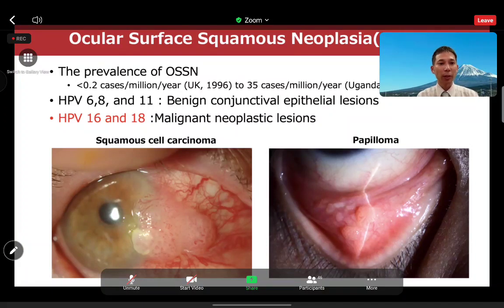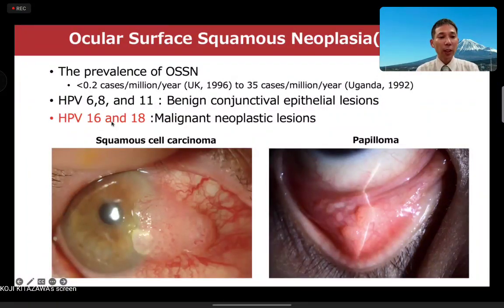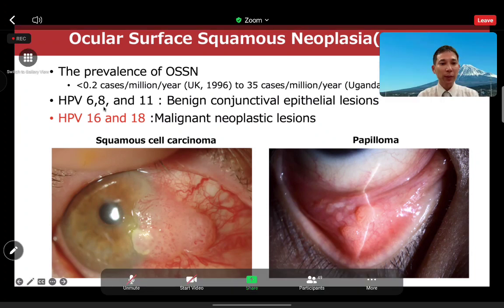It is reported that the prevalence of OSSN is estimated between 0.2 cases per million per year and 35 cases per million per year. It is also known that HPV infection is associated with ocular surface squamous neoplasia. HPV 16 and 18 are associated with the malignant neoplastic regions, while HPV 6, 8, and 11 are associated with the benign conjunctival epithelial regions.